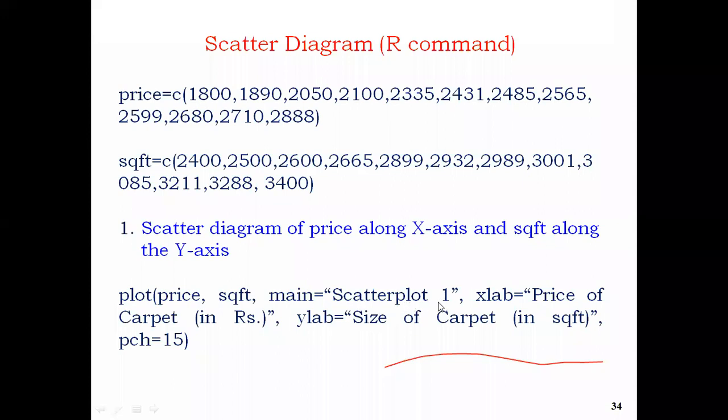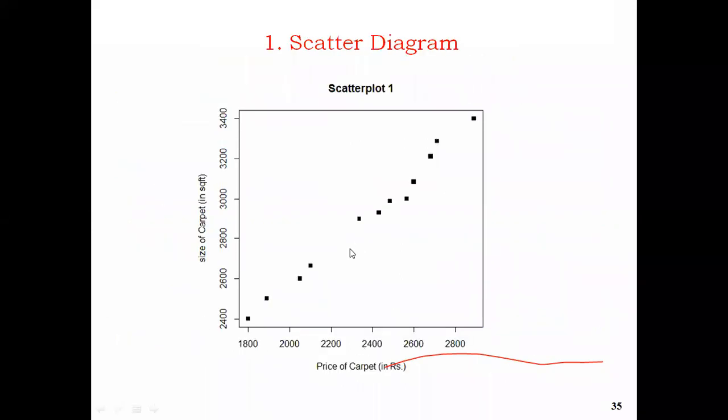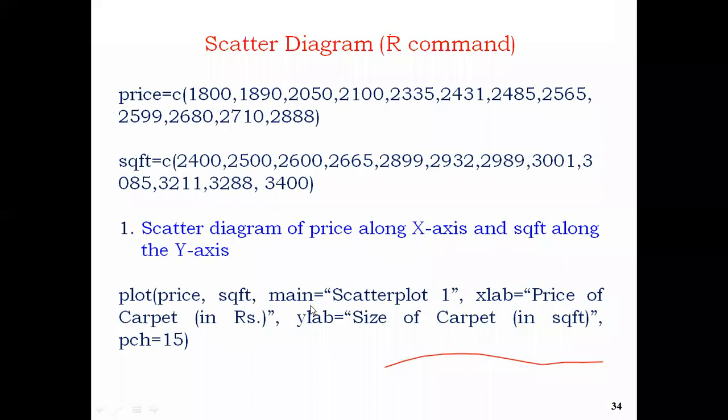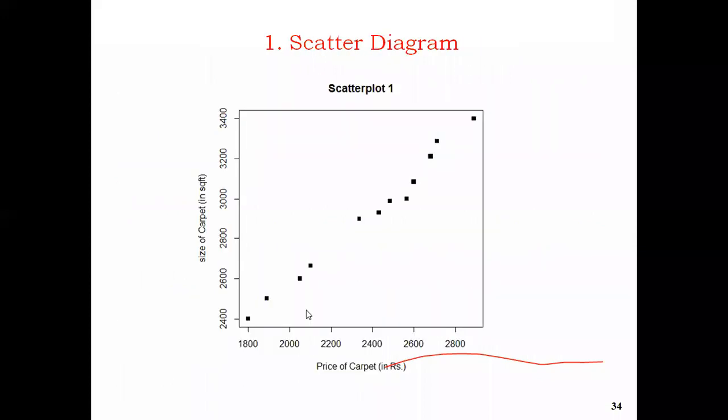Then main, I have given the name as scatter plot one. Then xlab, we are considering price of carpet in rupees. And then ylab, I have considered here size of carpet in square feet. And then pch, what is pch? Plot character. I have considered here 15. Now you see, this is the diagram on the basis of this command. These are the R commands for this scatter plot number one.